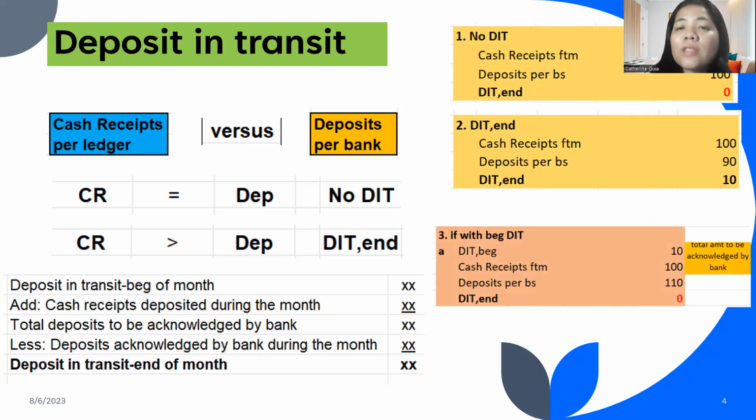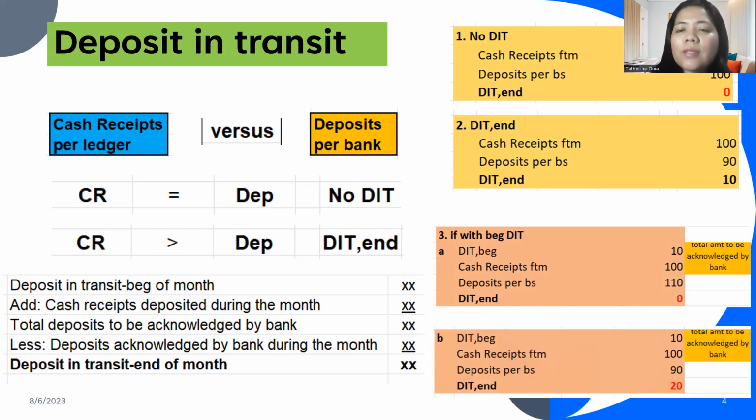Okay, let's move on to the next scenario. Assuming that there is a deposit in transit beginning, and then for the month, the cash receipts amounted to 100 pesos. And this too is actually the total amount to be acknowledged by bank. However, the deposits which appeared in the bank statement is 110. So there's no deposit in transit ending. So what if the deposits per bank statement is 90 pesos, less than the total amount to be acknowledged by bank? So the difference of 20 pesos is the deposit in transit ending.